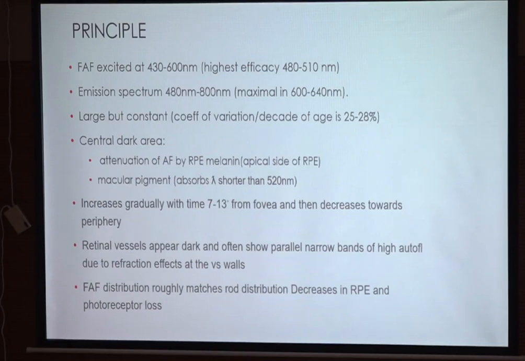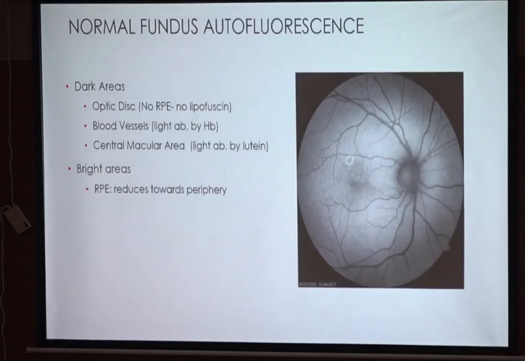and 800 nanometer. What is normal is the central dark area, which is the attenuation of autofluorescence by RPE melanin pigment, on the apical side of the RPE. Macular pigment is also present, which also leads to some hypofluorescence. There is a gradual decrease in autofluorescence towards the periphery. In aged people, autofluorescence goes on increasing with time because more and more lipofuscin gets collected there. FAF distribution roughly matches the distribution of photoreceptors, the rod cells.